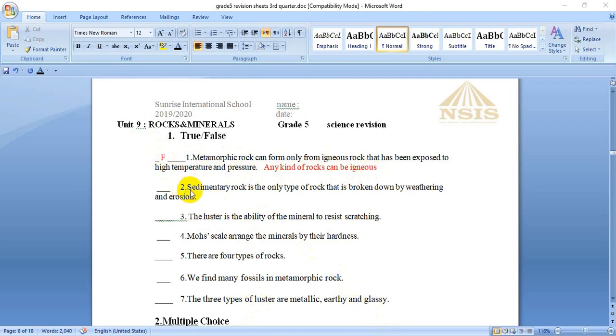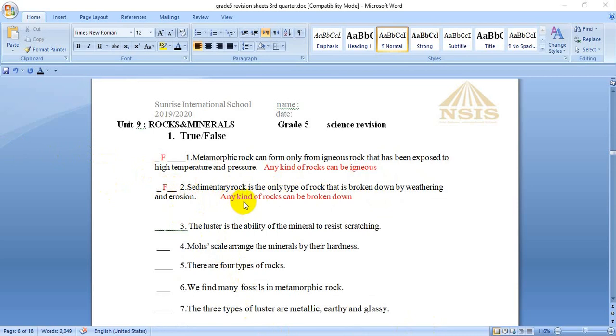Question 2. Sedimentary rock is the only type of rock that is broken down by weathering and erosion. Is sedimentary rock the only kind of rock that can break down into smaller pieces? The answer also is false, because any kind of rock can be broken down into pieces by weathering and erosion. So we write: any kind of rock can be broken down.